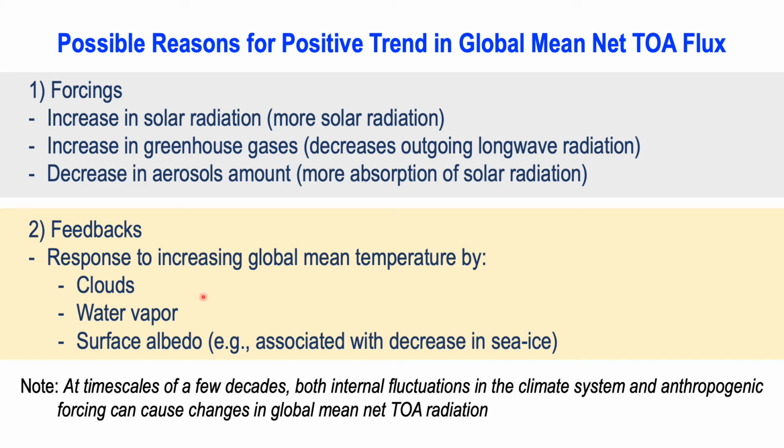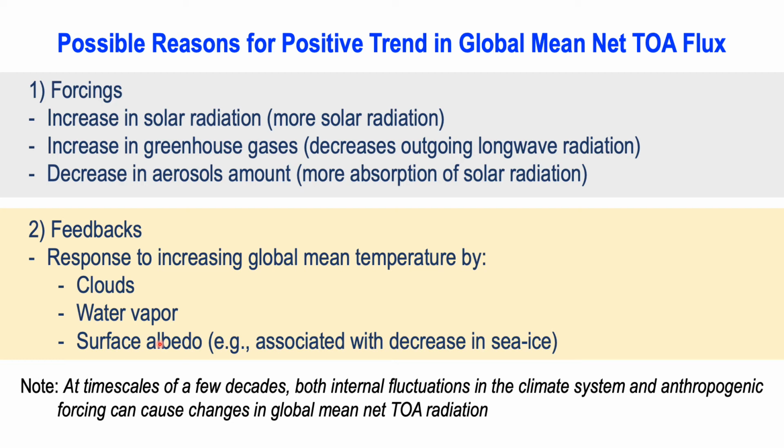But there's also feedbacks. Because the temperatures are warming, you can have changes in things like clouds, water vapor, and surface albedo that can exacerbate the initial change in temperature to cause a larger change in the radiative fluxes. So for example, if you increase temperature, you're going to melt snow and ice, and because these are highly reflective, you're going to absorb more radiation. So it's a positive feedback in this case.